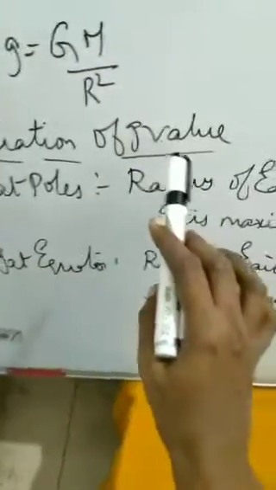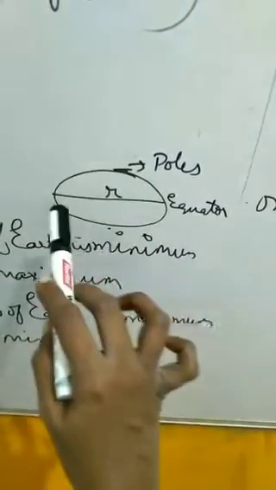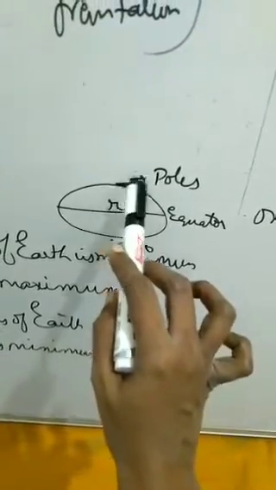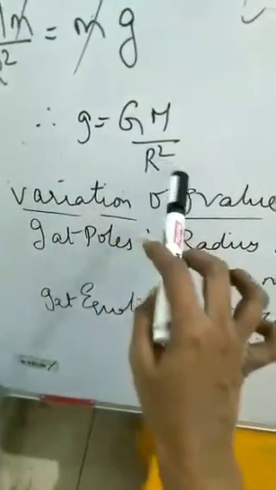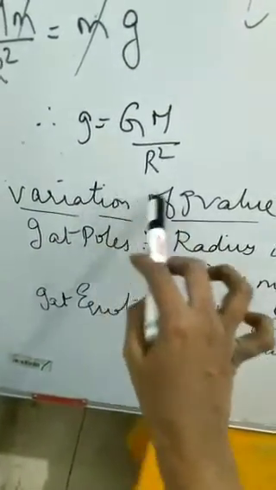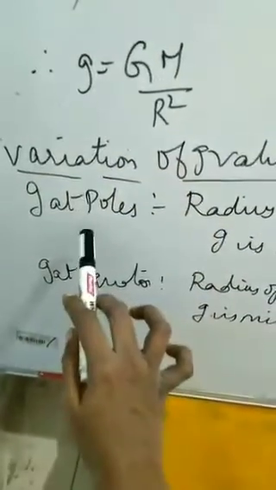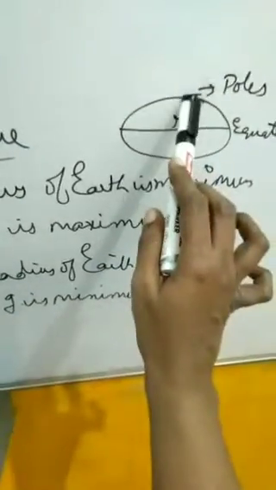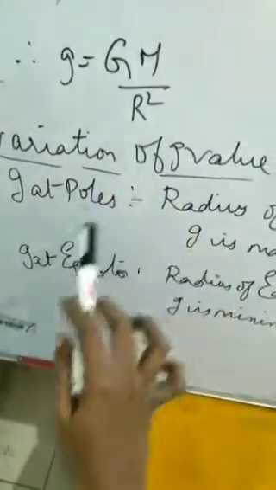See the variation of the g value. The earth is bulged at the equator and narrow at the poles. So the radius value will be maximum at the equator and minimum at the poles. If you talk about the relation, g is inversely proportional to radius. That means as radius increases, g value decreases. So at the poles, the radius of the earth is minimum, so the acceleration due to gravity g value will be maximum because it is inversely proportional.